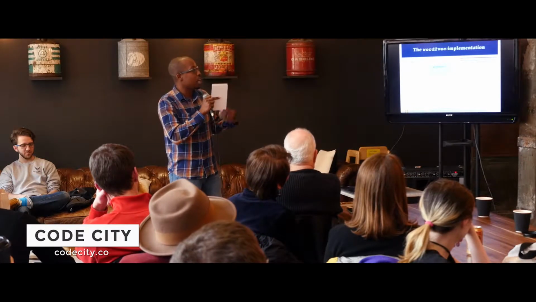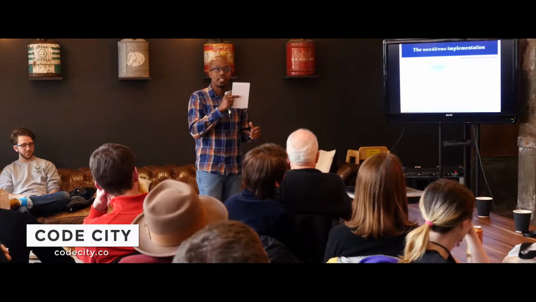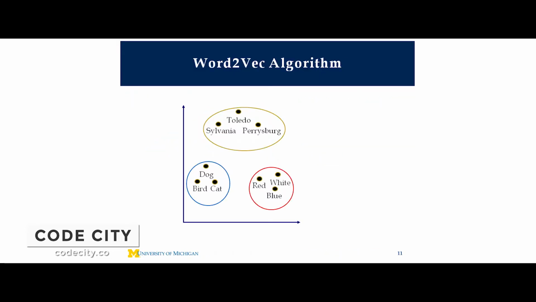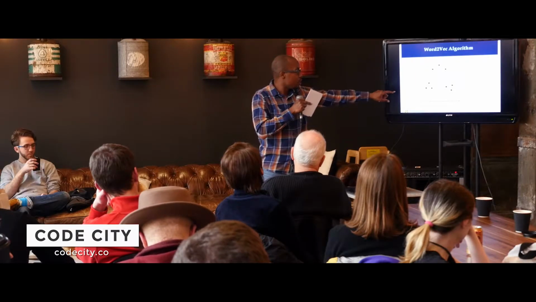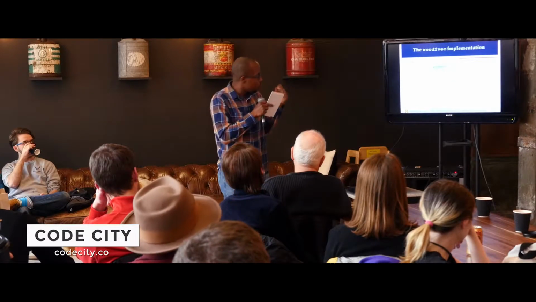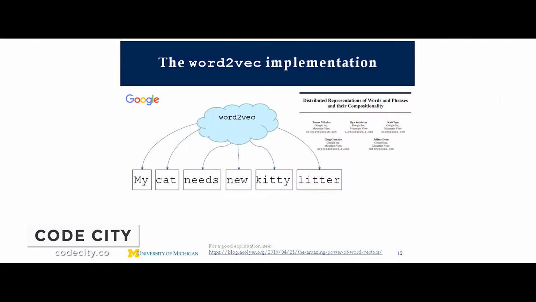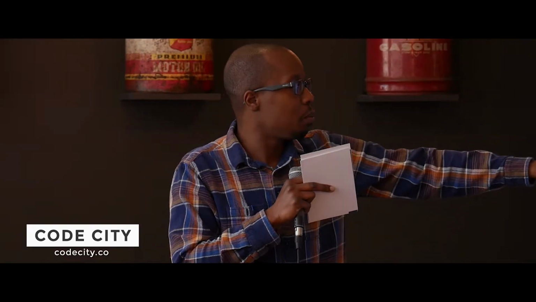Now it's time for you to provide it your text. Here I just came up with a random tweet: my cat needs new kitty litter. As you saw in the last slide, every word on the graph has a point. Similar words are clustered, but every word has a point. So what the Word2Vec algorithm does is take every word in this sentence and create a point. My has a point, cat has a point, need has a point, new, kitty, and litter. They all have points in this graph. And then it sums all of the points up into one point.